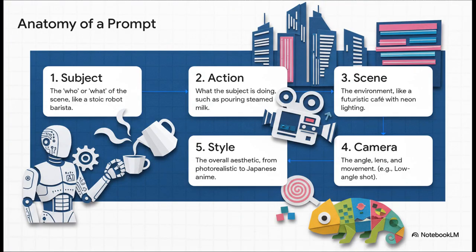It's a layered command. You have to put on your director's hat and define these 5 key elements for every shot. Who's the subject? What are they doing? Where are they? How is the camera filming them? And what's the overall vibe or style?